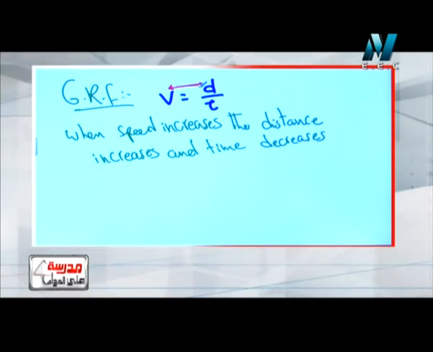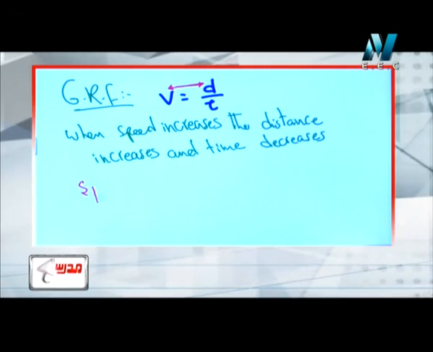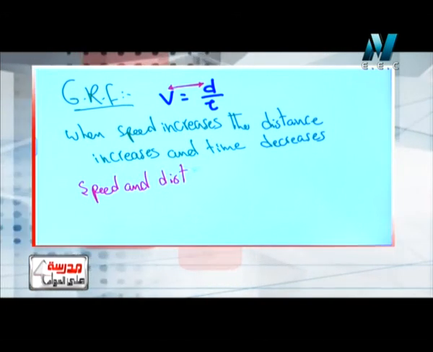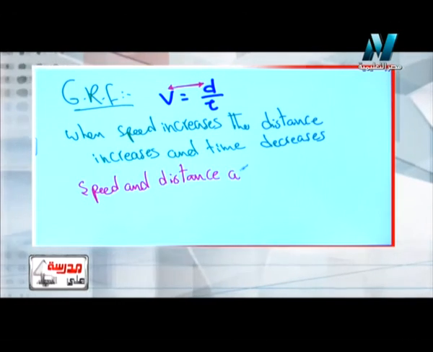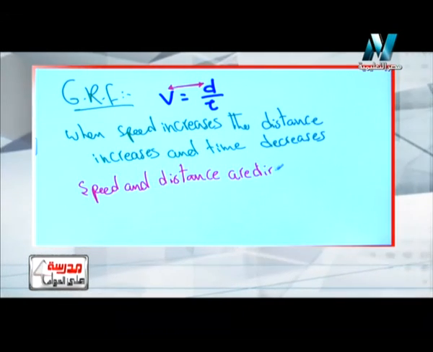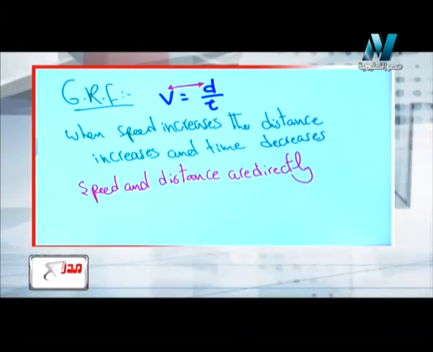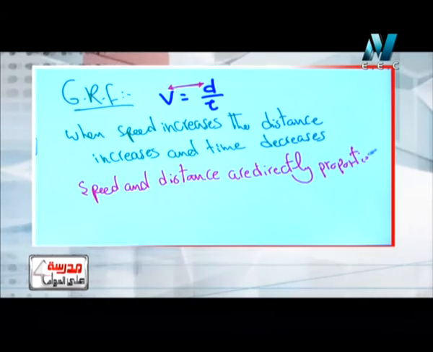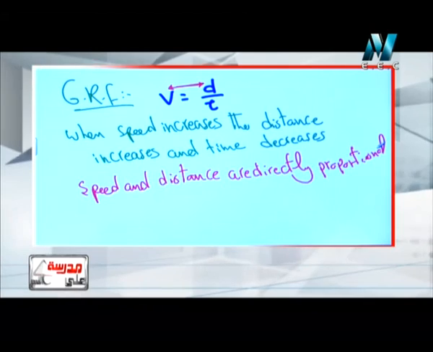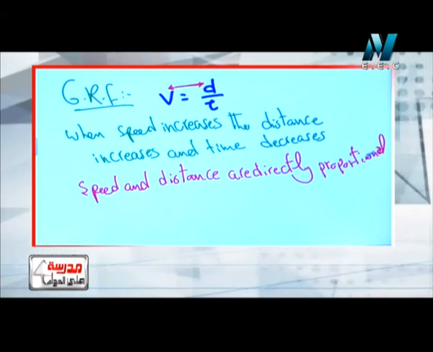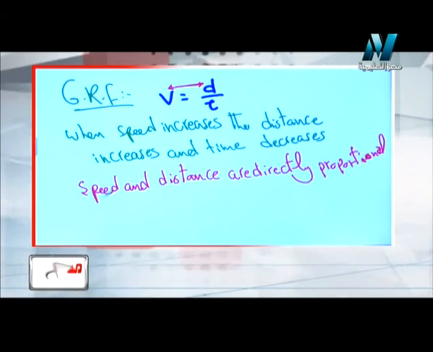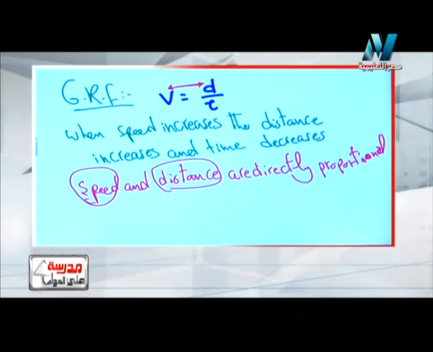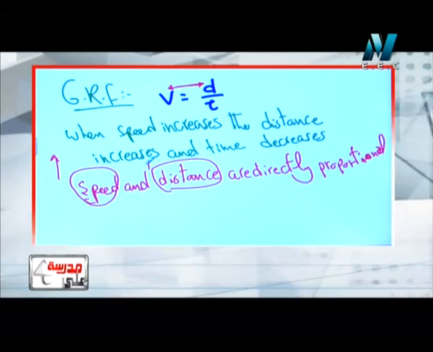Here we have speed and distance are directly proportional. Directly what? Proportional. What is meant by directly proportional, as we studied before in mathematics and in science? Directly proportional means when this quantity increases, the other quantity will increase with it. If the speed increases, the distance increases. So they are directly proportional.